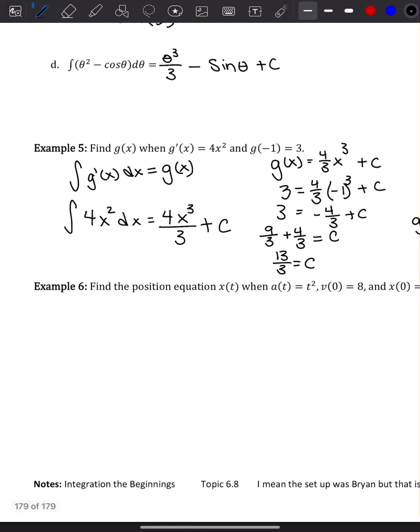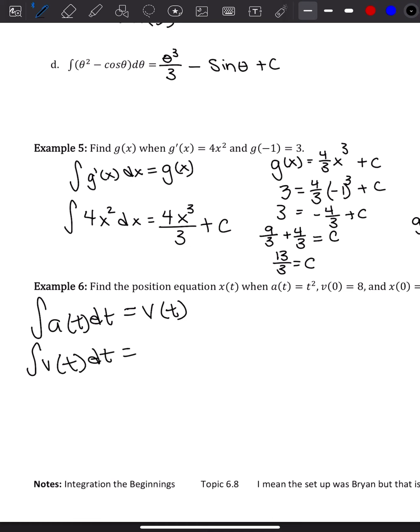So long term, what we're going to be doing is we are going to take the integral of a of t, and this is going to give us v of t. So we have acceleration. Taking the integral of it is going to give us our velocity. Taking the integral of v of t dt is what's going to give us x of t, that position equation. So we're going to use one, solve for what we need, and then we're going to do it again.